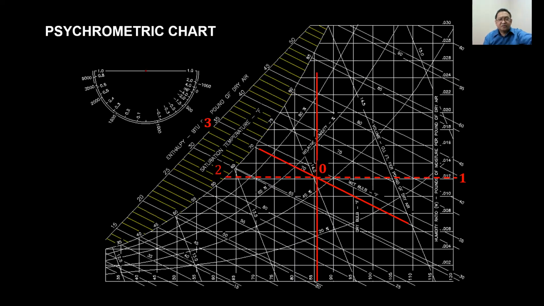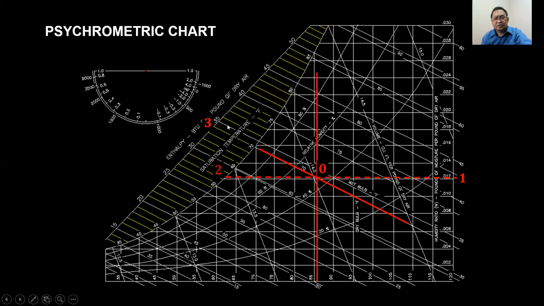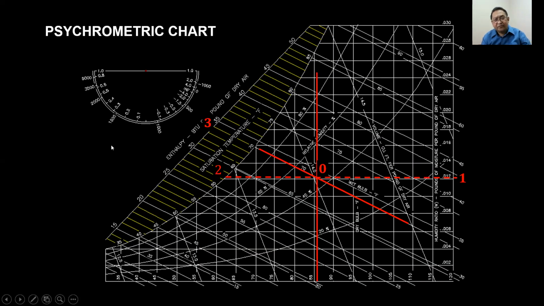So here, shown in the chart, you have the dry bulb temperature here, and this one will be your wet bulb temperature here. So the wet bulb is 70, and the dry bulb is 86, right? So you are going to determine the moisture content. So you can find here the moisture content. So the result will be 0.012 pounds of moisture per pound dry air, and the total heat will be 34 here. So this is 34 BTU per pound of dry air total heat.